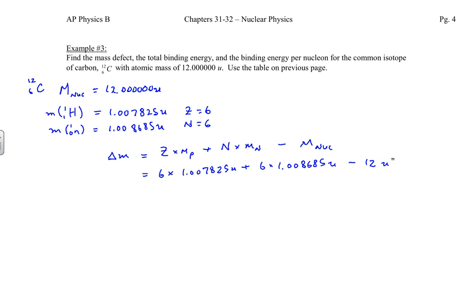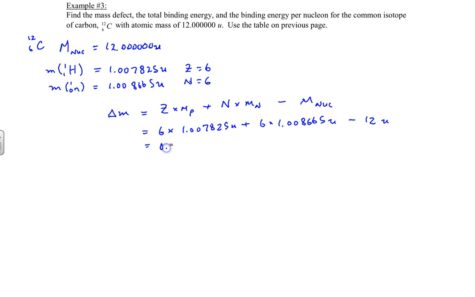So go ahead and calculate that, and you should get 0.09894 U. Now I did make a mistake here earlier. I put 8685, but it was supposed to be 8665 here, and so I fixed it up. So again, 0.09894, and that is the mass defect. So now let's move on to calculating the binding energy.